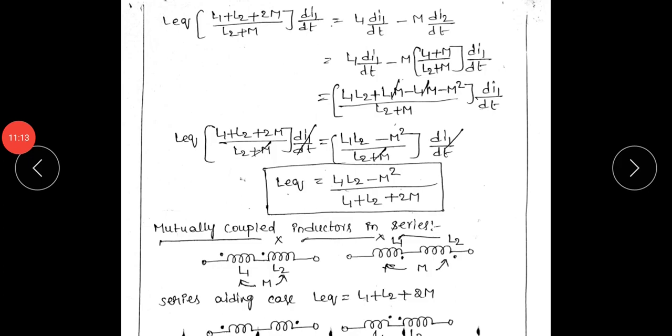Okay, in parallel aiding connection there is minus 2M, and in parallel opposing connection plus 2M. So the equivalent inductance in parallel aiding connection is more compared to the equivalent inductance in parallel opposing connection. The equivalent inductance in parallel aiding connection: L equivalent equals L1 L2 minus M square by L1 plus L2 minus 2M. In parallel opposing connection, L equivalent equals L1 L2 minus M square by L1 plus L2 plus 2M.